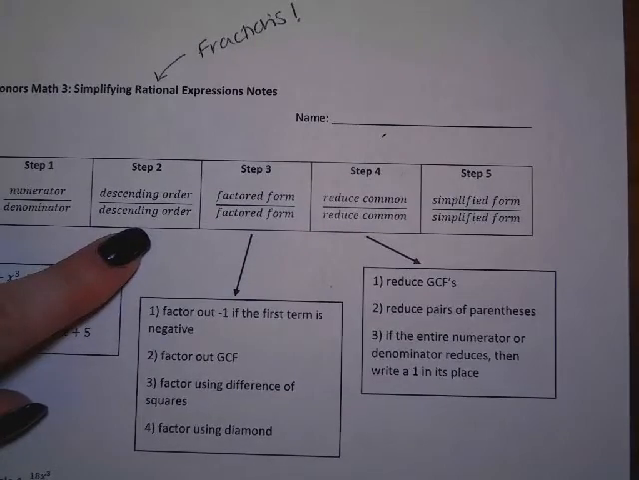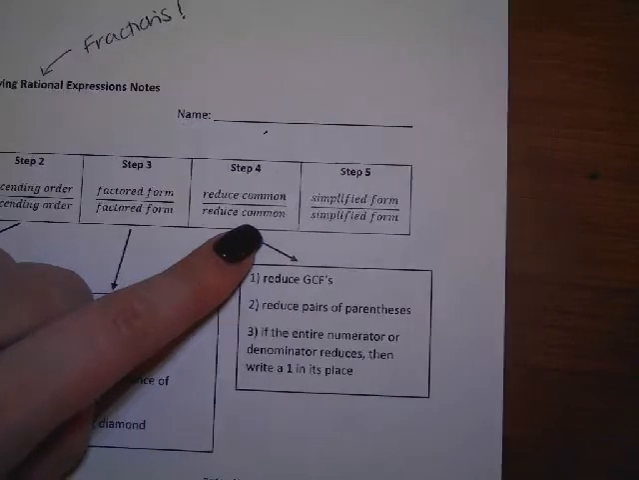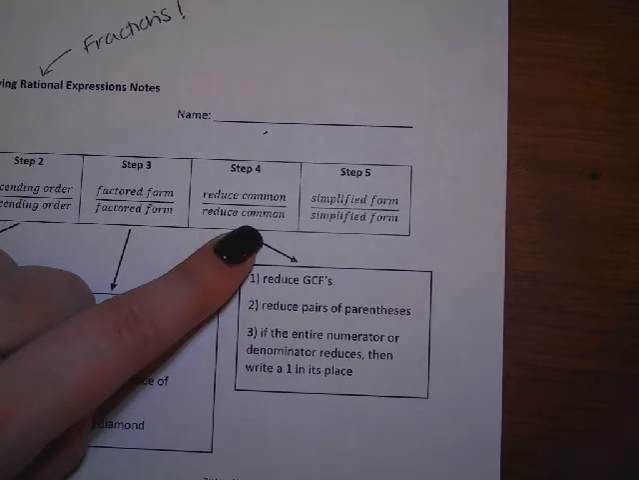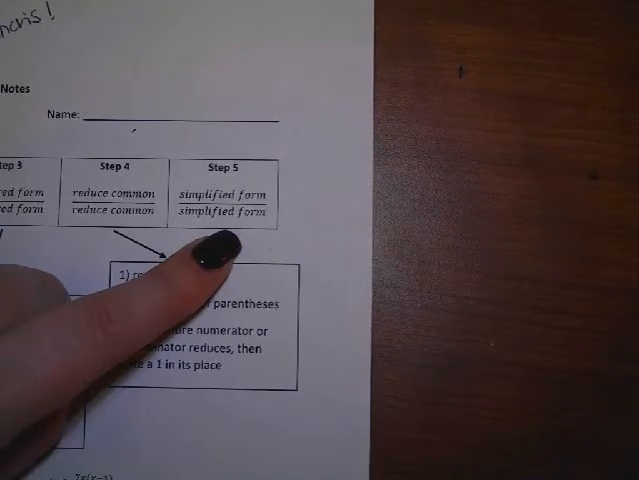Okay. The next step is to make sure that the terms are in descending order, which means the highest exponent is written first, and then the next exponent, and then the next. Okay? The next step is to factor things, and then after that we reduce common factors, which means if you have a 5 on top and a 5 on bottom, those divide to give you 1, so they basically go away. X plus 2 and x plus 2, those divide to be 1, they basically go away. Okay? When we're done, whatever is left over becomes the simplified term, okay?